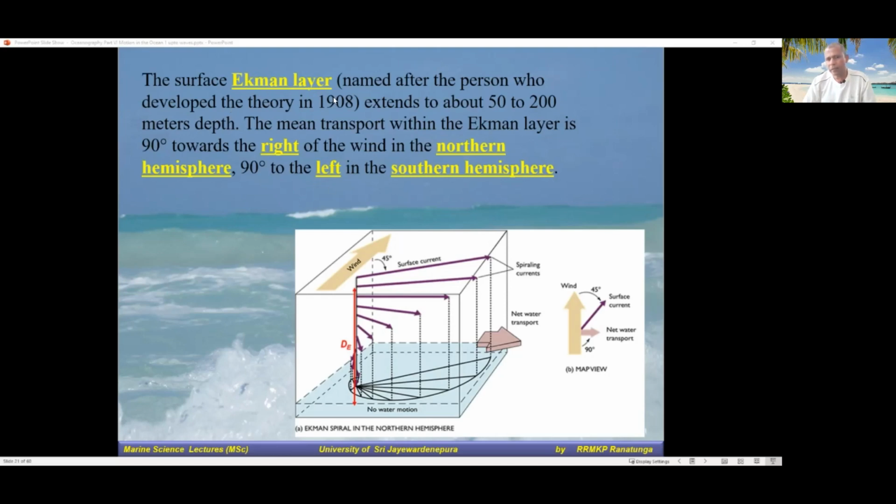What does the Ekman layer or Ekman transport mean? This theory was brought by a scientist called Ekman, so that is why I call it the Ekman transport. What he is explaining here, as you can see in this diagram, is called the Ekman spiral. This is the wind direction. As you can see, the direction of the water is at an angle to the wind direction. How does it happen?